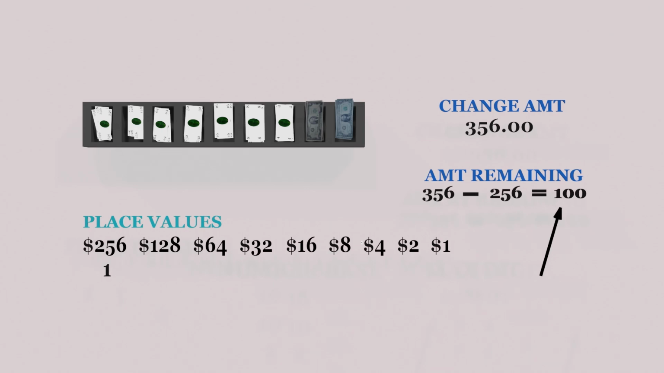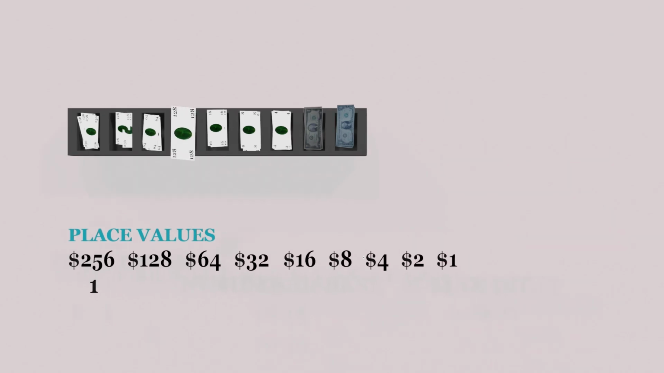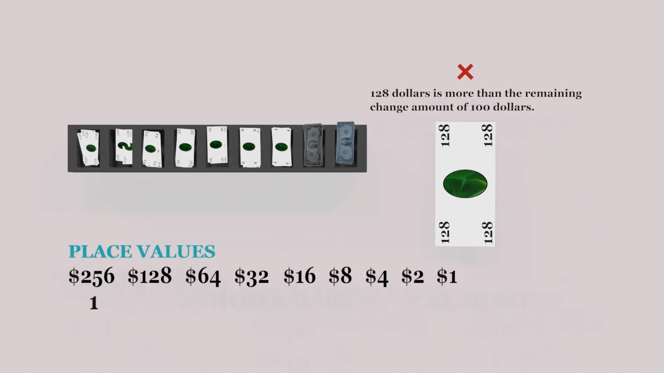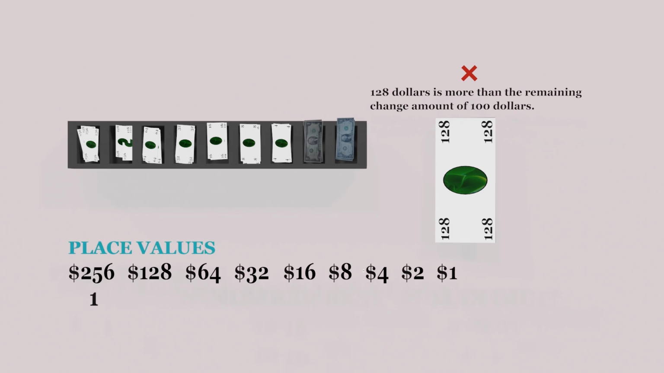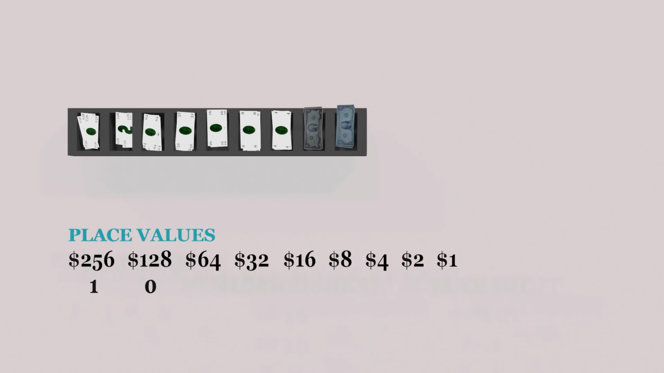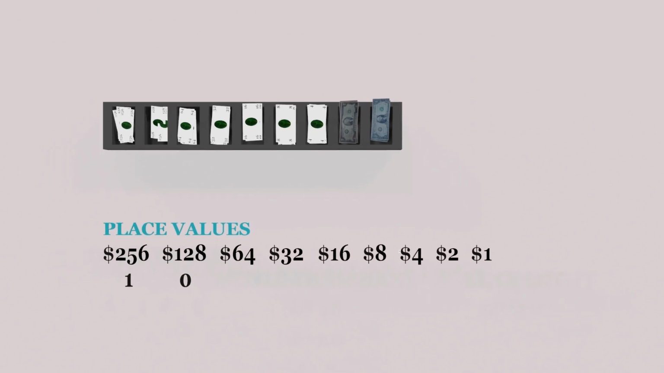So on to the next denomination, which is the $128 bill. Can we get a $128 bill out of the remaining change amount of $100? No, because the $128 bill is larger than the remaining change amount of $100. Since we are not giving out a $128 bill, we write 0 in the 128th place. Our number now looks like this.